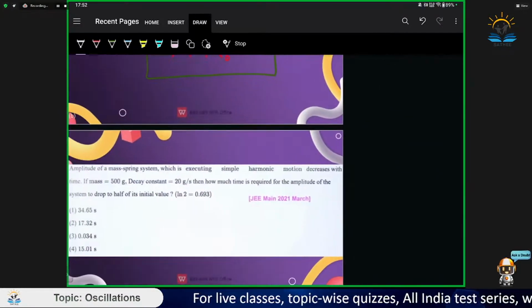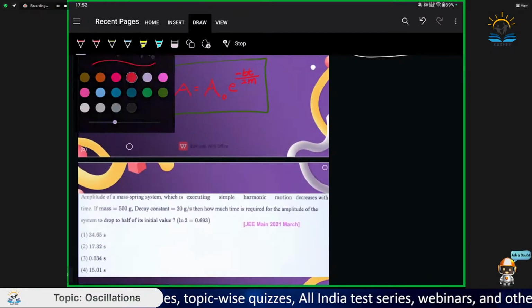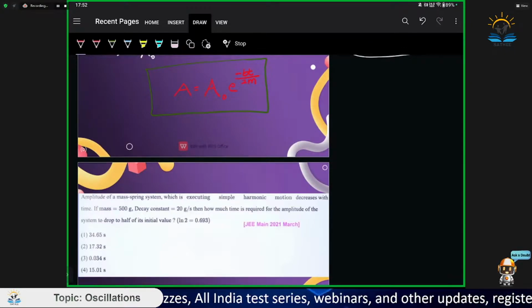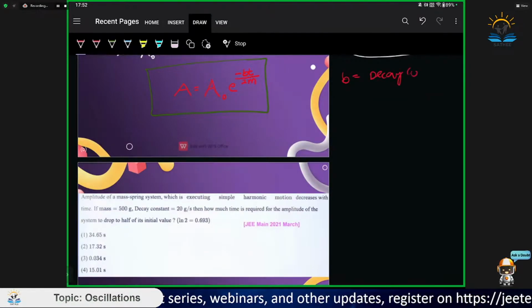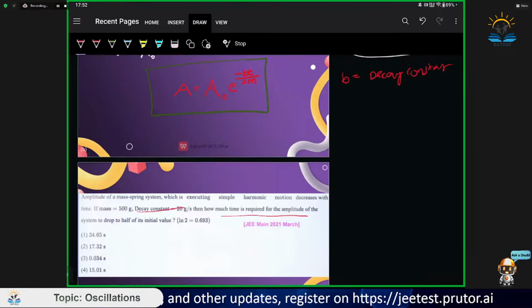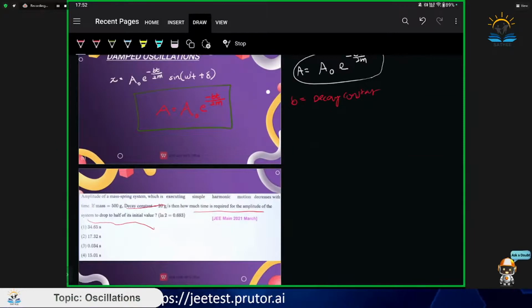We have a previous year question here. The amplitude of a mass spring system which is executing simple harmonic motion decreases with time. Of course we know that because that is damped oscillation. Here b is the decay constant or drag constant, that is given in this question. How much time is required for the amplitude of the system to drop to half of its initial value? So at what time will the amplitude become A0 by 2?